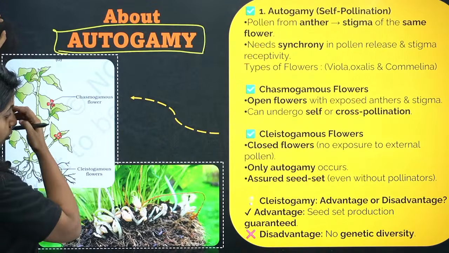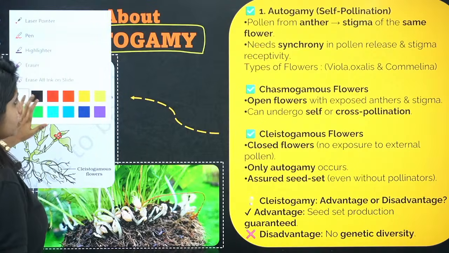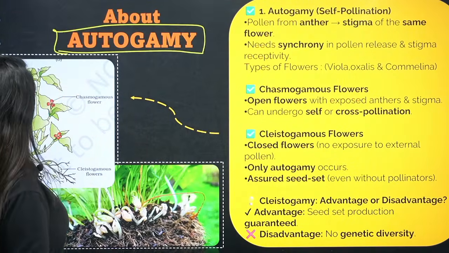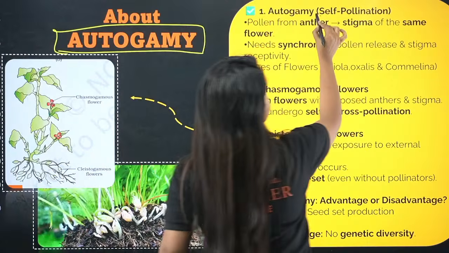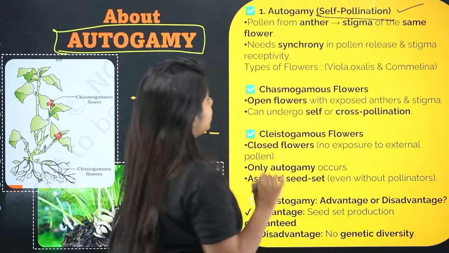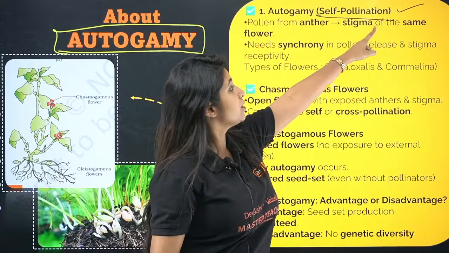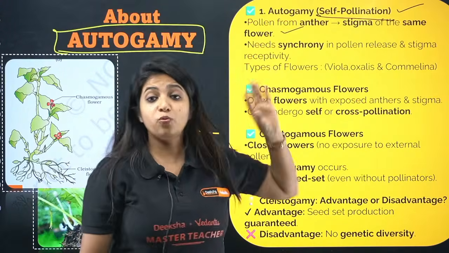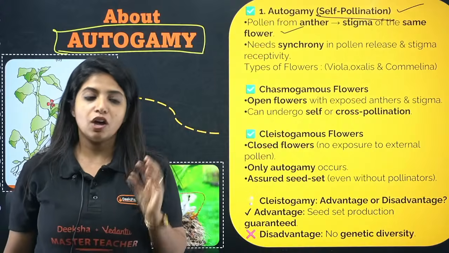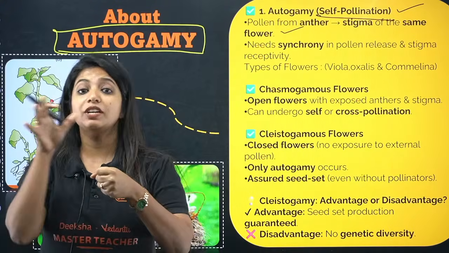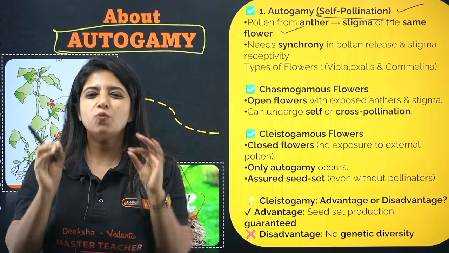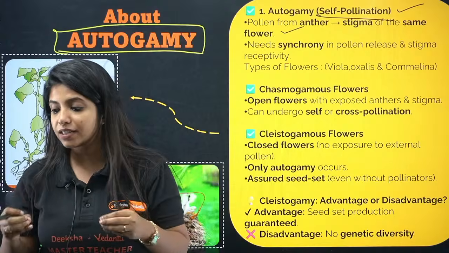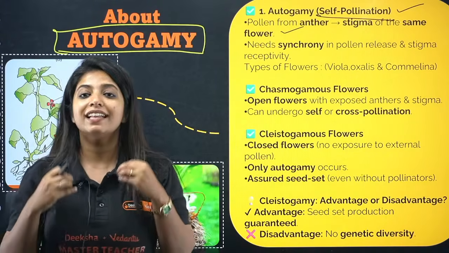Yes, so now we will talk about autogamy, the first type of pollination. Autogamy is also known as self-pollination. Pollen from the anther lands on the stigma of the same flower. Now, what does autogamy need? If we want autogamy or self-pollination to happen, what are the bare minimum things that we require?